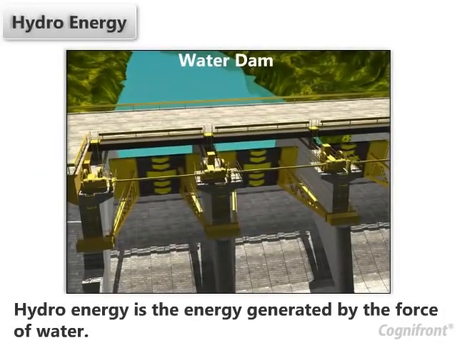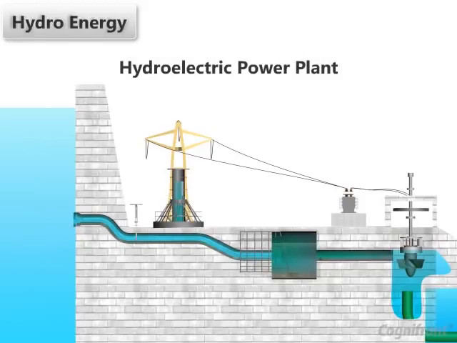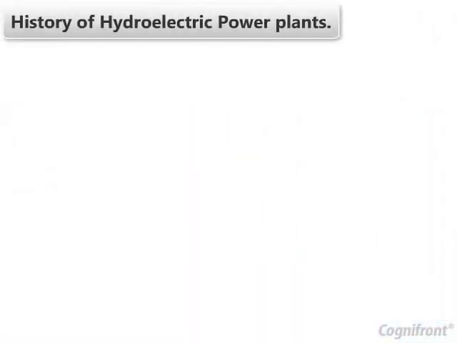Hydro energy. Hydro energy is the energy generated by the force of water. This is a powerful way of generating electricity. The hydro energy is converted into electric energy by hydroelectric power plant, and this energy is called as hydroelectricity.